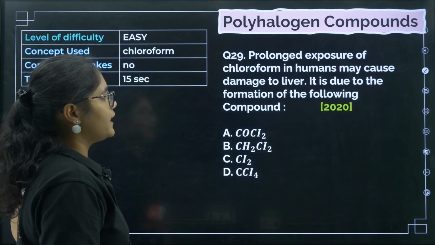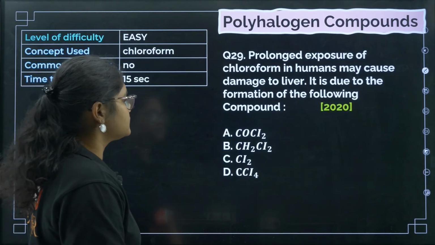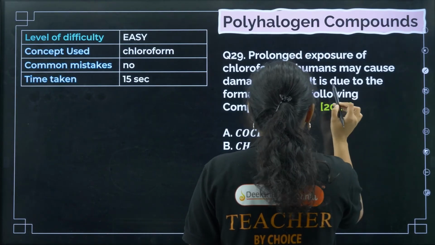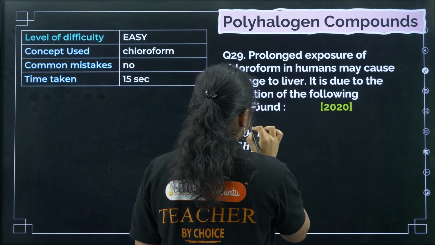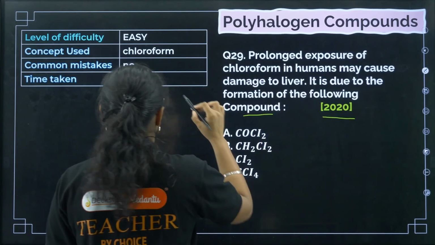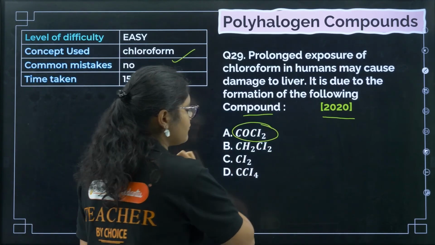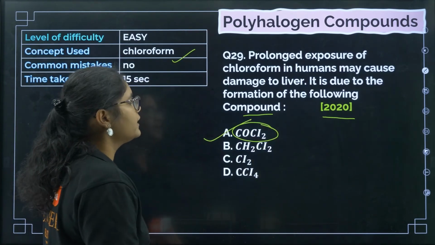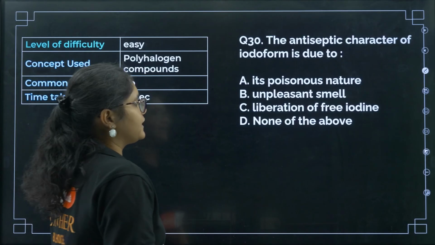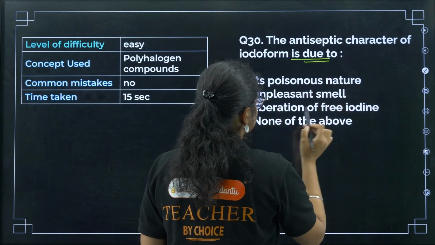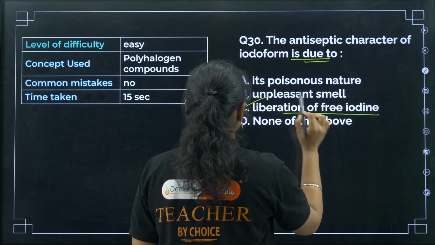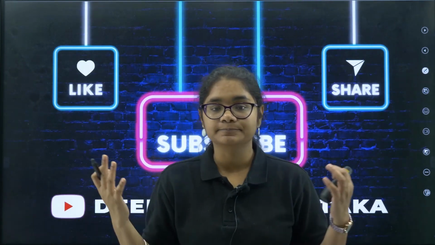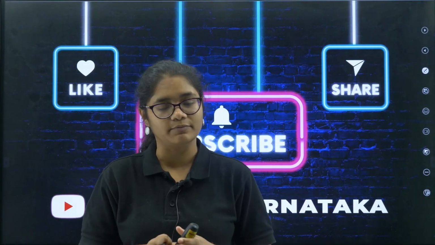Fine. Next we have some questions on the polyhalogen compounds topic. Prolonged exposure of chloroform in humans may cause damage to the liver. It is due to the formation of which of the following compounds? This is a 2020 question. Chloroform reaction produces a harmful compound, that is phosgene, COCl2. That will be the answer, option number A here. Next, the antiseptic character of iodoform is due to the liberation of free iodine, that is option number C.